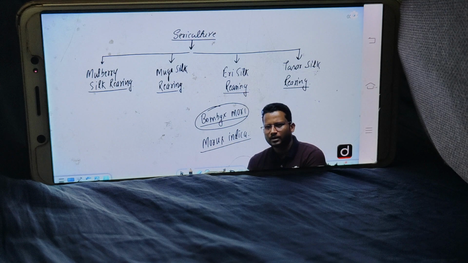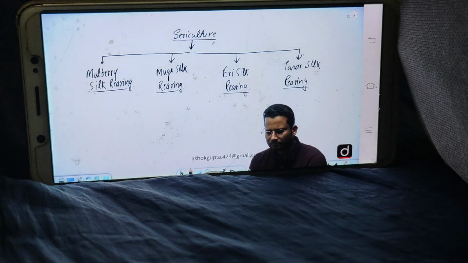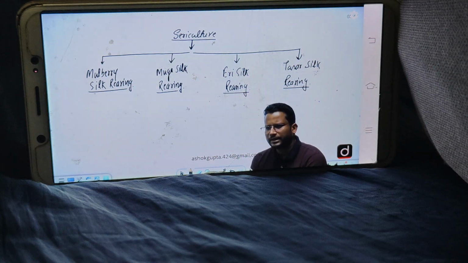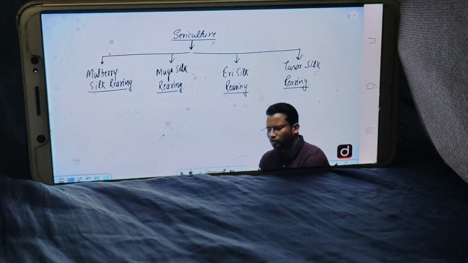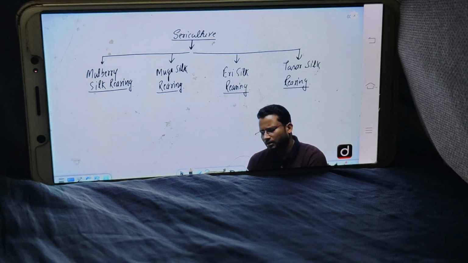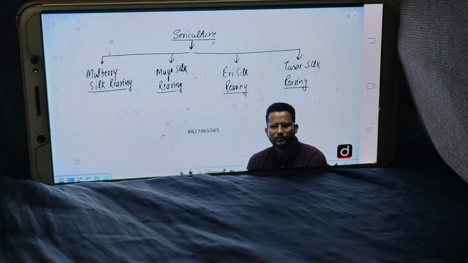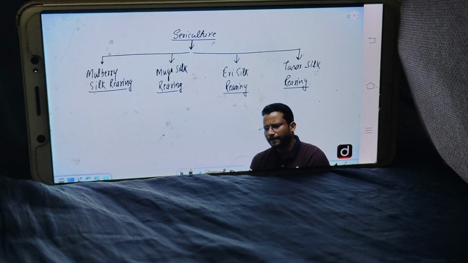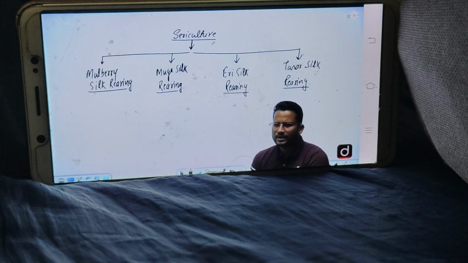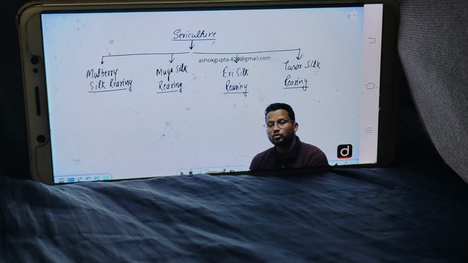Okay, it's a good quality silk. After that, if we are going to talk about Muga silk rearing, you can say Muga is mostly prevalent in the northeastern part of India, especially in Assam and Meghalaya. In this type of sericulture, the yarn which we get is slightly golden in color, and that is why Muga silk is also called golden thread.